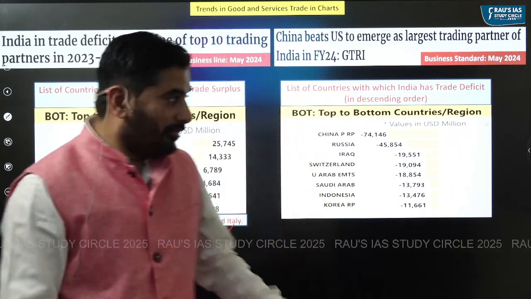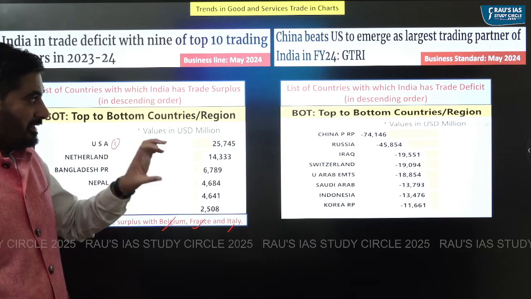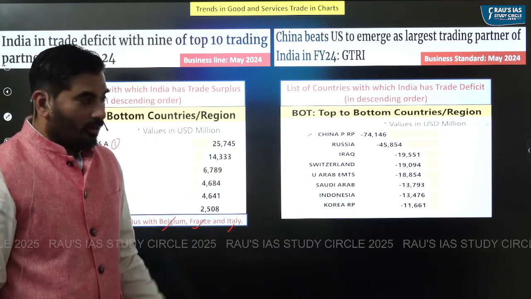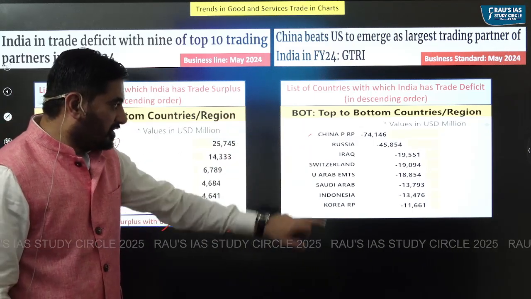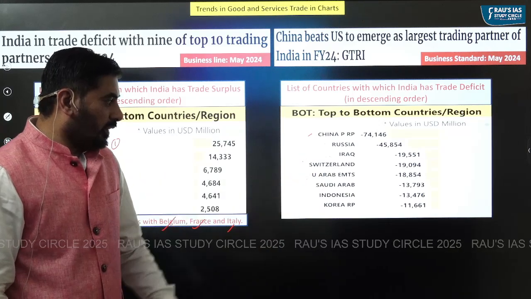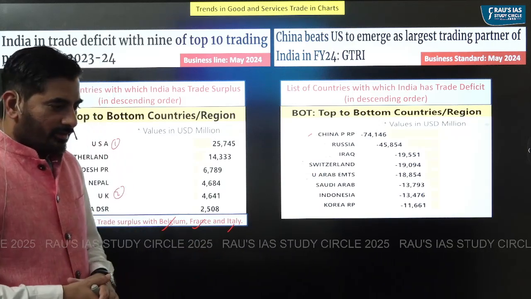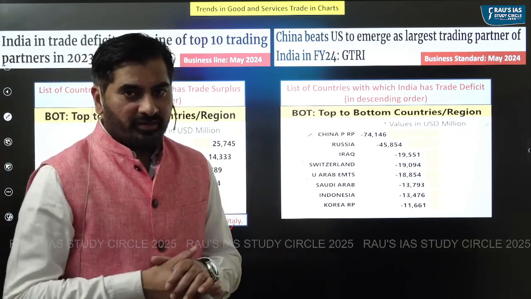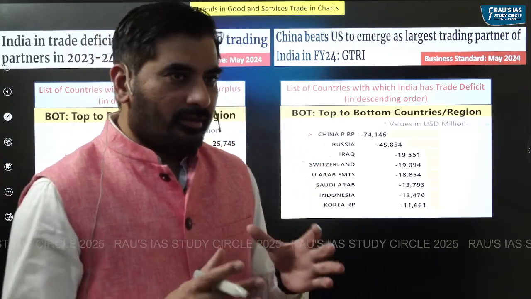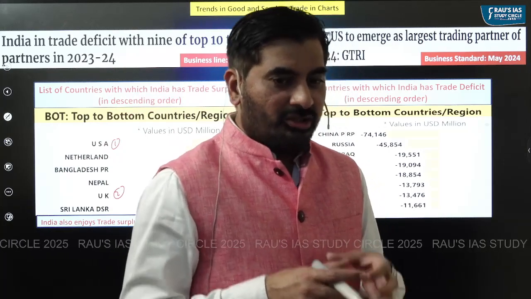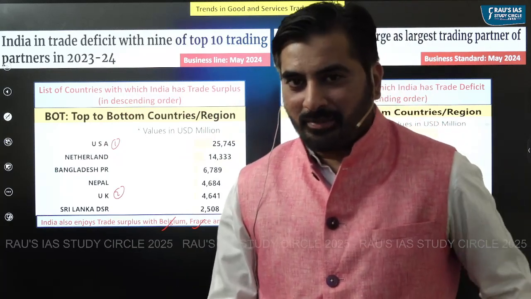And the countries with which India has trade deficit, the highest trade deficit which India has is with China, almost $75 billion. It is followed by Russia, Iraq, Switzerland, UAE. If you look at West Asian countries, it is quite natural for India to have a trade deficit with them because we are importing crude oil, right? So just try to remember the list of countries with which India has a trade surplus. This can be a little tricky as far as your prelims examination is concerned.